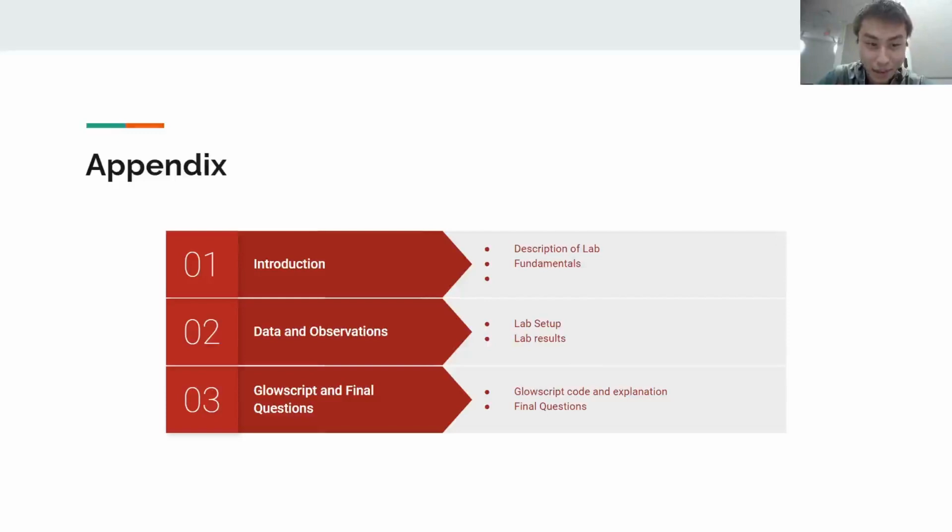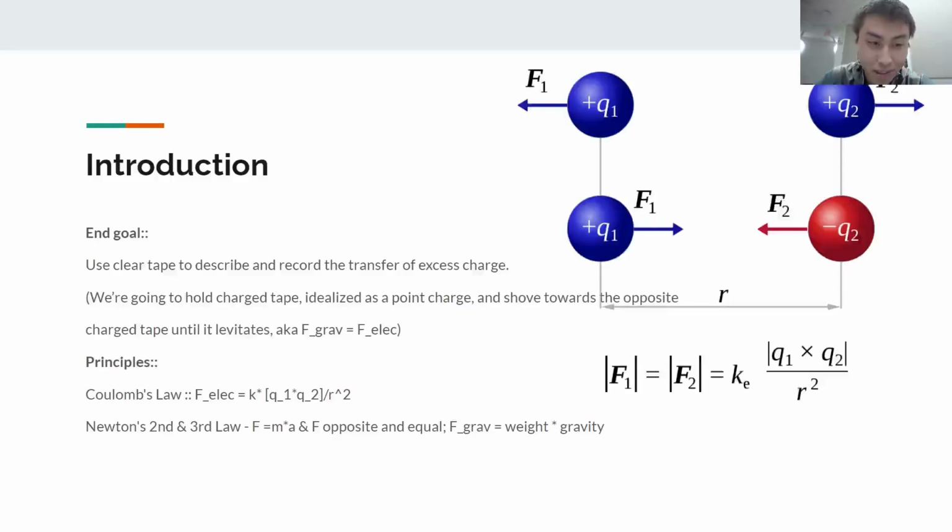Now here's an appendix where we're going to start out with an introduction, then move to data and observations, and finally some GlowScript and final observations. Here in the introduction, we first need to say that we're going to be using some clear tape to demonstrate the transfer of excess electric charges. How we're going to do that is simply ripping one piece of tape off the other, and we're going to gather excess charges off of that.